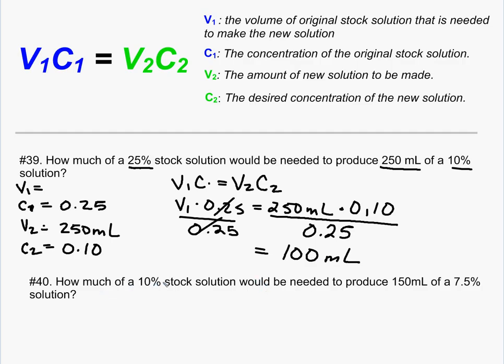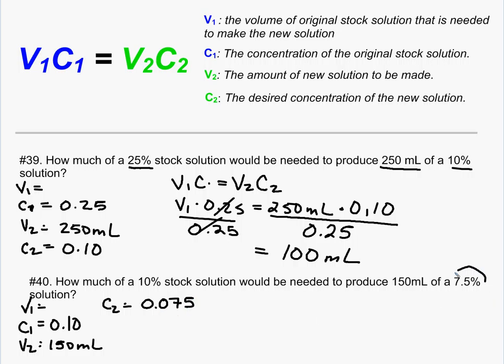Question number 4. How much of a 10% stock solution would be needed to produce 150 mils of 7.5% solution? So again, I'm going to write down my variables. And C2. So my stock solution is at 10%, so that's 0.01. They give me 150 milliliters for my new solution, and my new concentration is 7.5%, and that's written as 0.075.